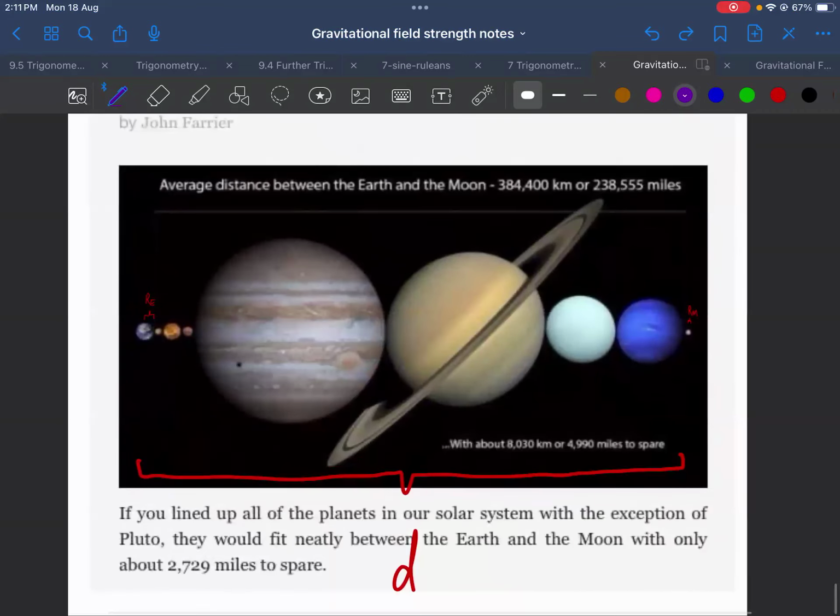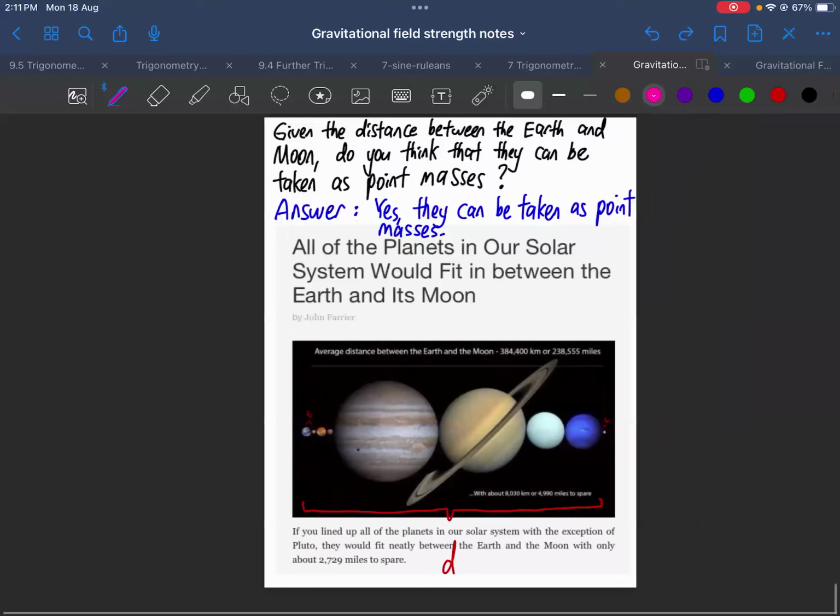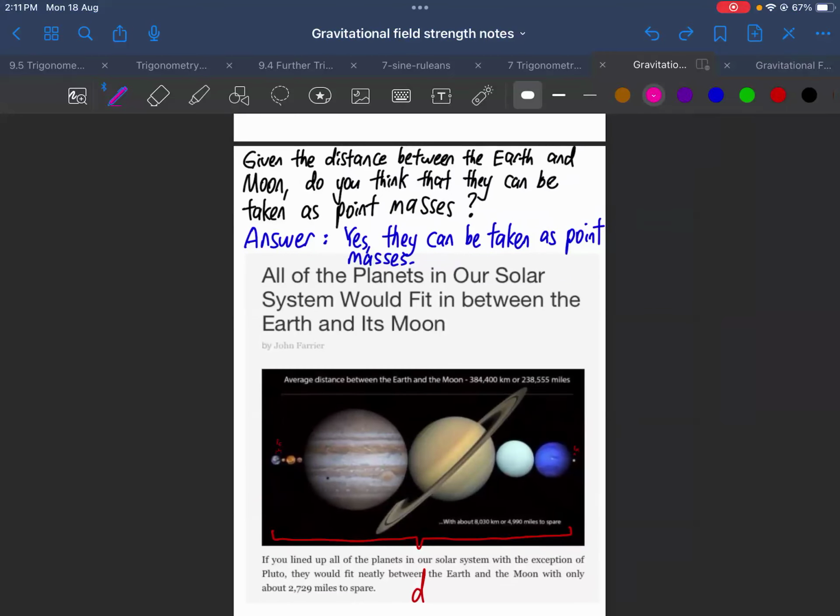Can you imagine that on your left you have the Earth, on your right you have the Moon, the Moon that you always see on the night sky? Surprisingly, you can fit all of Jupiter, Mars, Saturn, Neptune, whatever, you can fit all of them here. Isn't it surprising? So the conclusion is, the distance between the Earth and the Moon is so much greater than the radius of the Earth and the radius of the Moon.